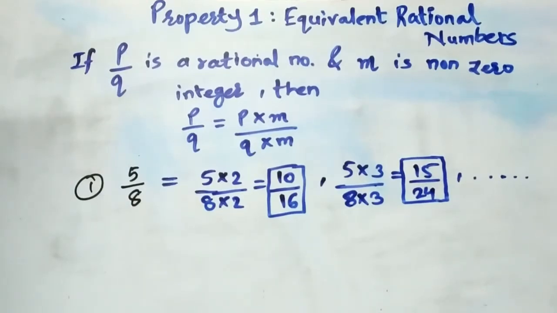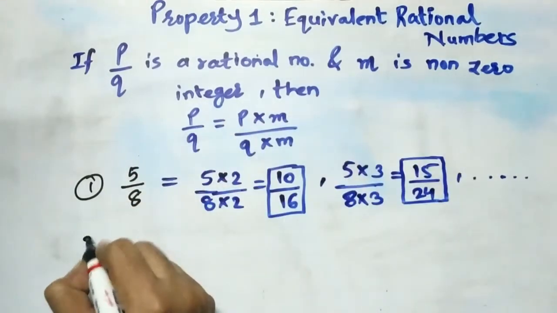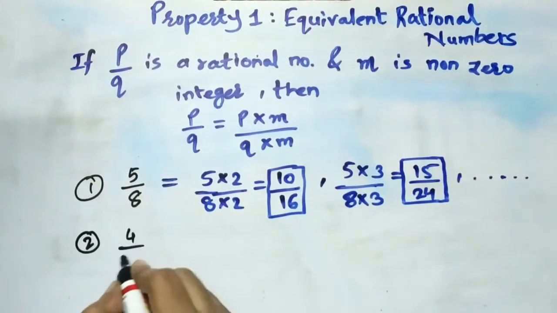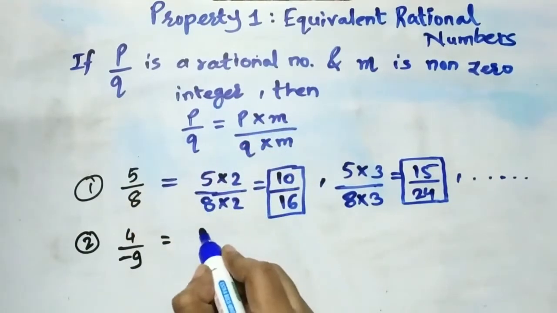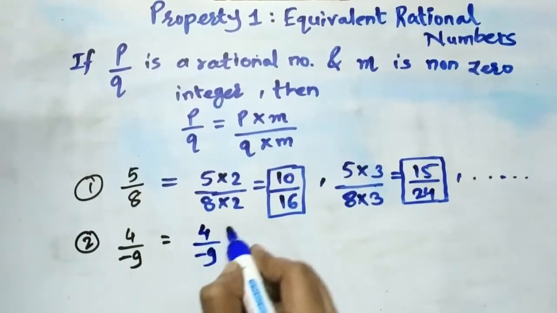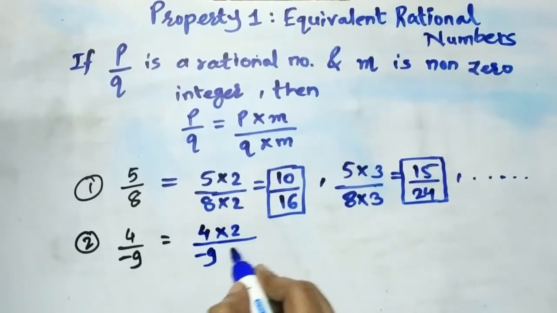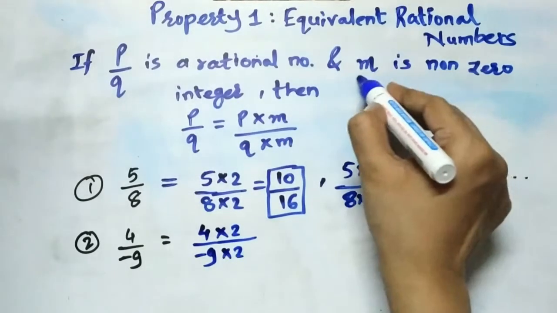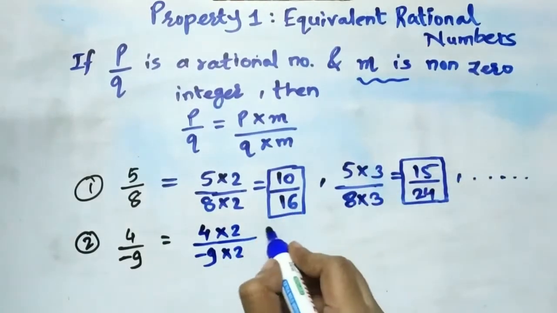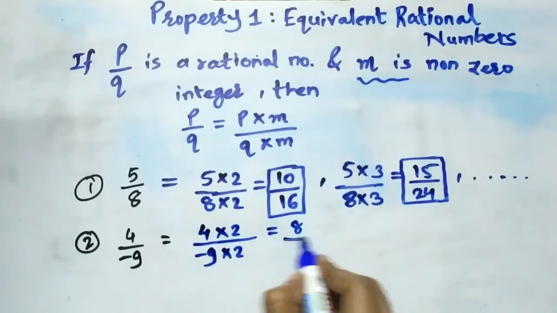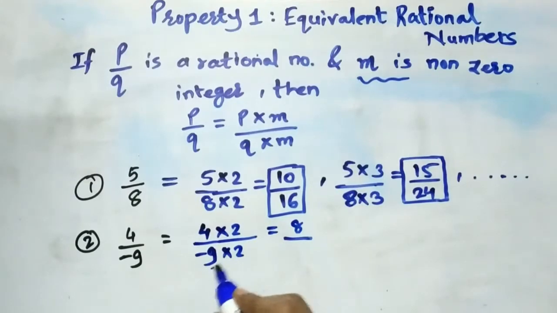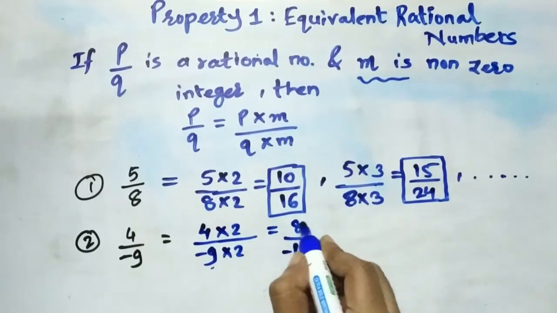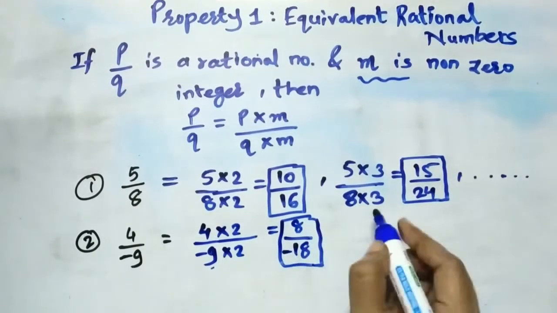For example, you are set to find an equivalent rational number of 4 by minus 9. So friends, what we can do? Again we can find it in the same way. Write down this 4 by minus 9 and you need to multiply with any non-zero number m. So here we'll get 4 2s are 8, and in the denominator we need to multiply this negative integer with this positive integer. So 9 2s are minus 18. So this is your first equivalent rational number.